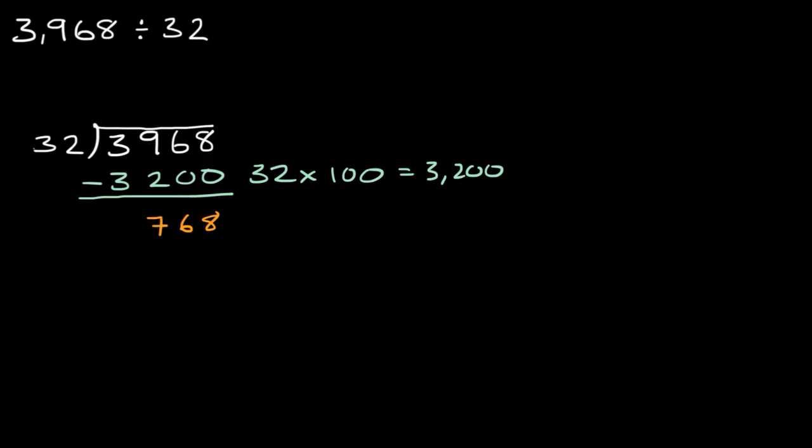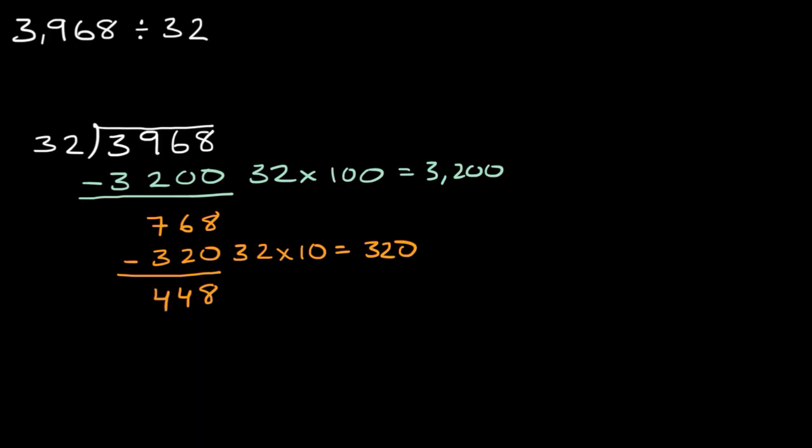So now it all boils down to how many times can 32 go into 768? Well, let's think about this for a second. Let's say 10 times. So 32 times 10 is equal to 320. That doesn't go above 768. So let's subtract 320 from here. And now what do I have left? 8 minus 0 is 8. 6 minus 2 is 4. 7 minus 3 is 4.